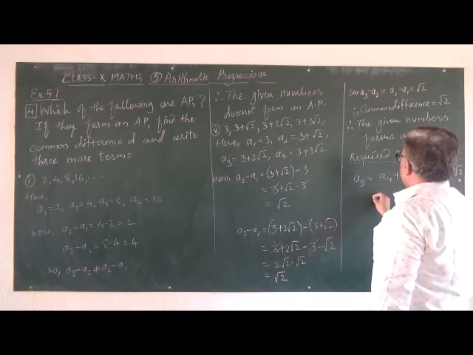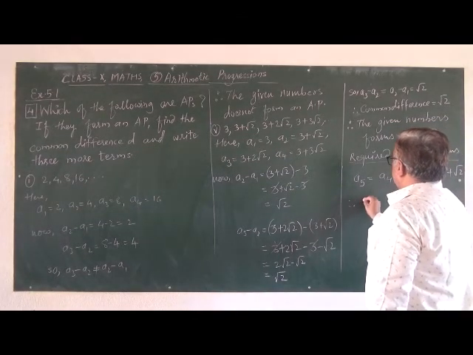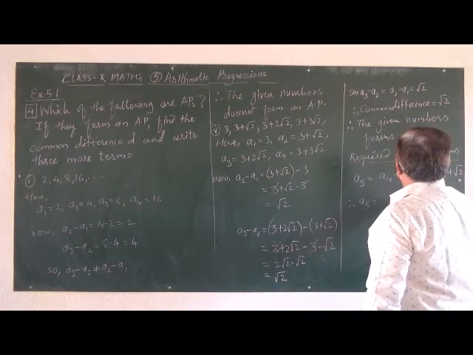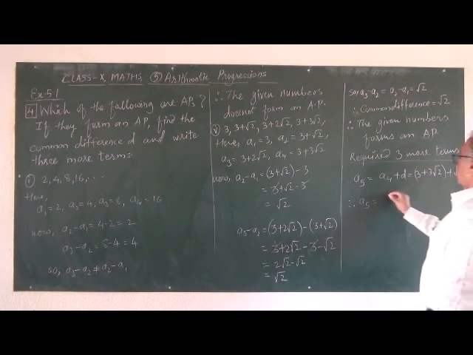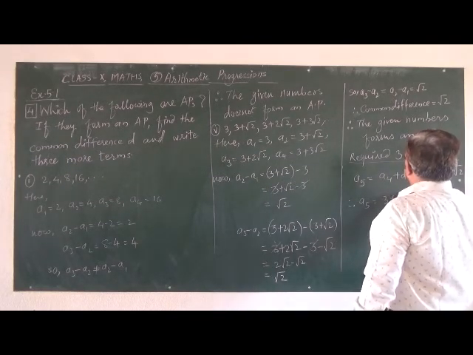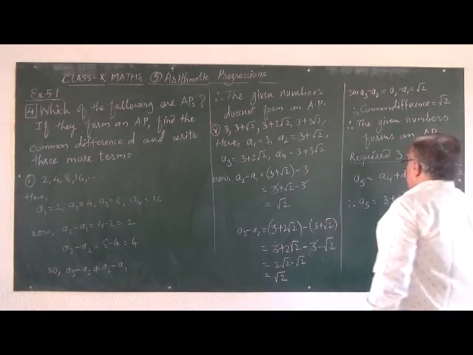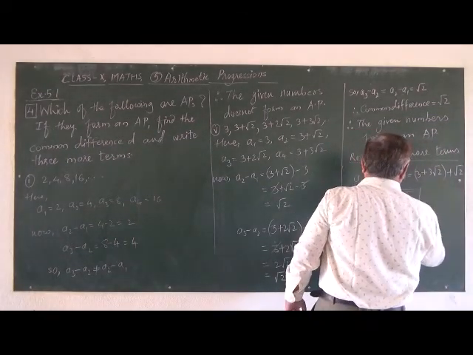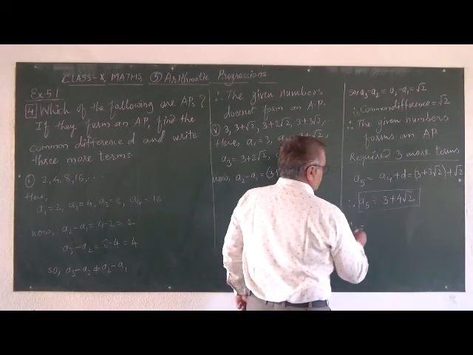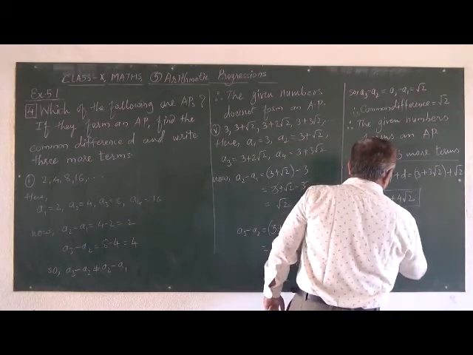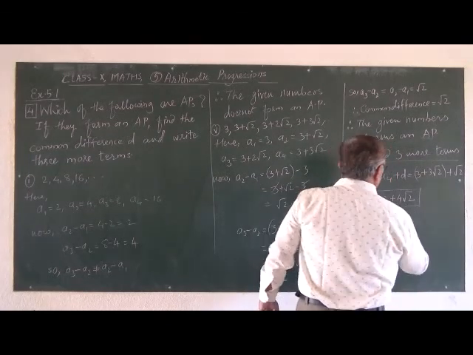So therefore what you will get? A5 is 3, and 3 plus, here is 1. So 3 plus 1 is 4. So it is 3 plus 4 root 2. So this is our 5th term. Now we want to calculate A6. So how is A6 found? A5 plus D. So A5 is how much?